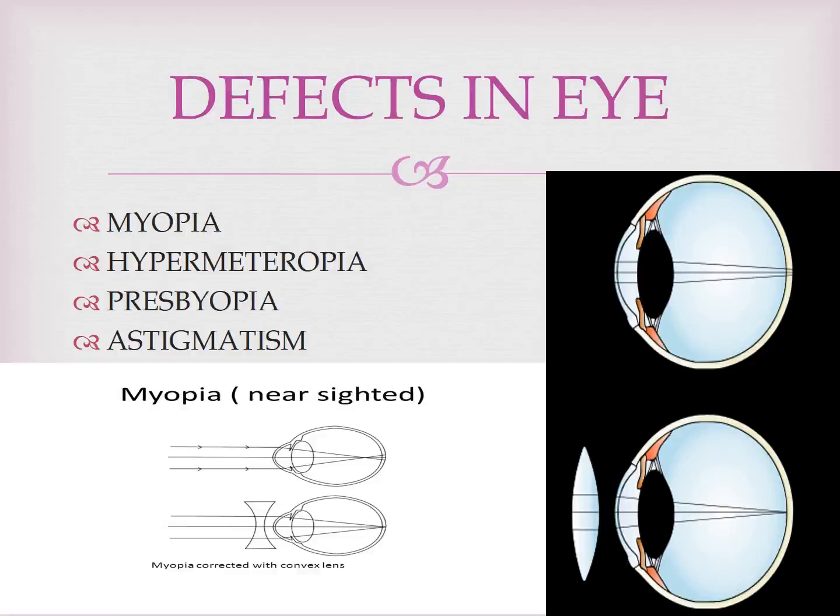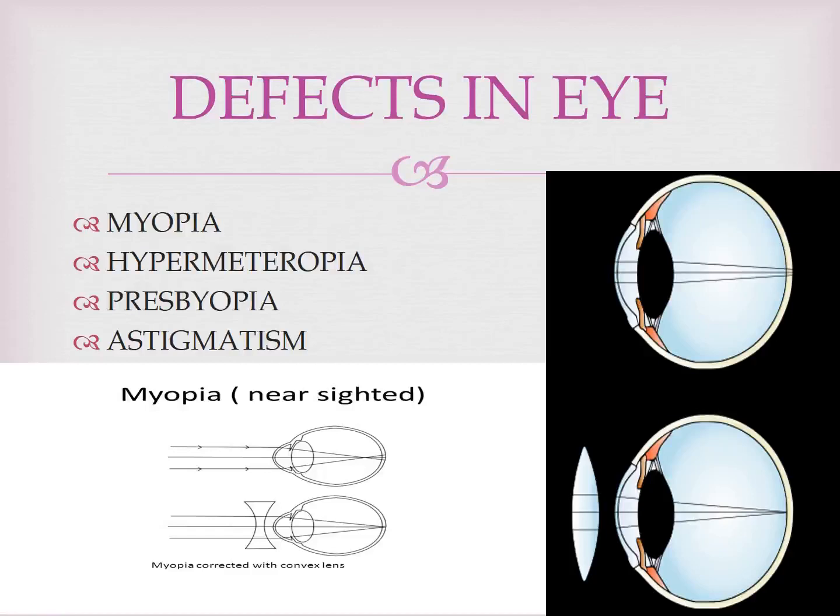Some persons are having a myopia problem and also a hypermetropia problem. This can be corrected by bifocal lenses. In these, the upper part consists of a concave lens.